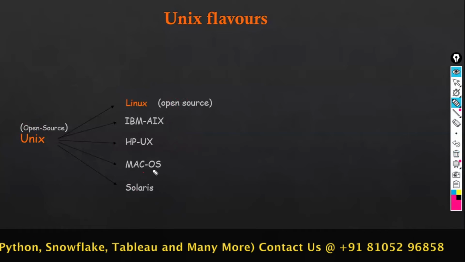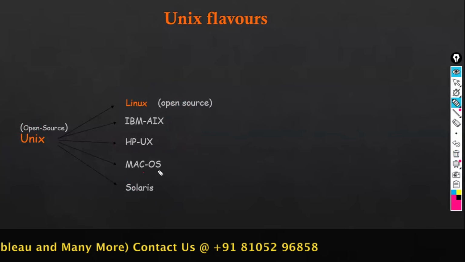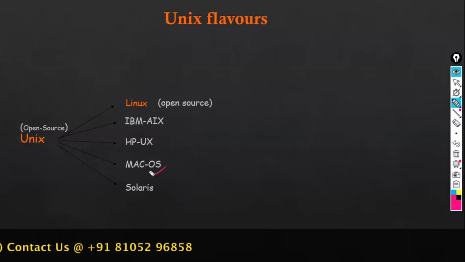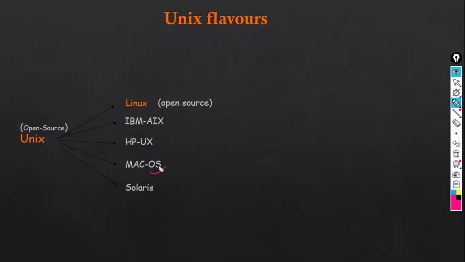If you want to install the Mac operating system in your laptop, you cannot get it free of cost. You need to purchase it from Apple company. Apple will sell you this operating system. If you want to install this one, HP will sell you this OS. IBM will sell you this. Sun Microsystems will sell this Solaris license.